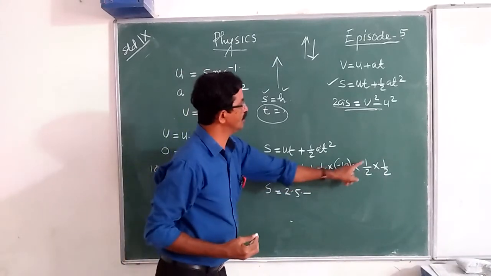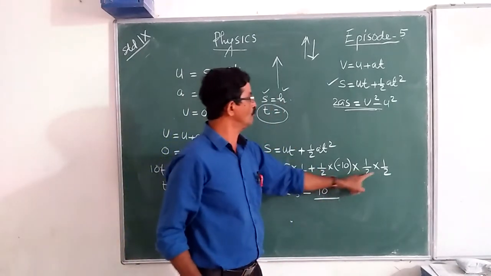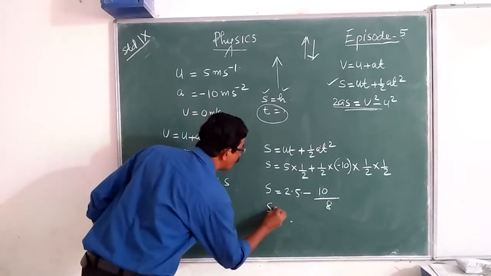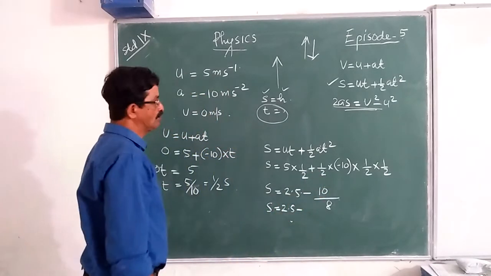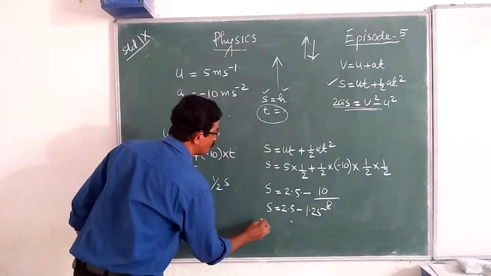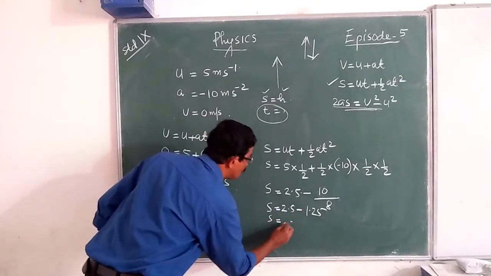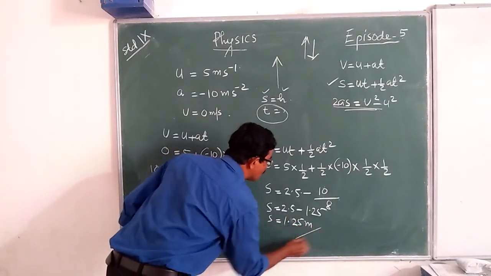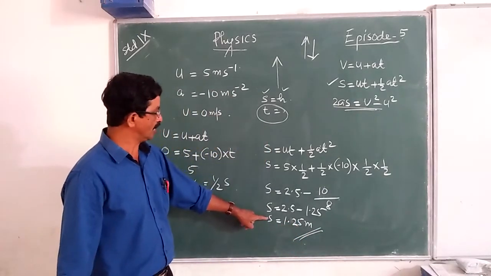Now 1 into 10 into 1 into 1, that is equal to 10 by 2 into 2, 4, 4 into 2, 8. 10 by 8. That is s equal to 2.5 minus, when we divide 10 with 8 we get 1.25. So from this relation, s is equal to how much? s equal to 2.5 minus 1.25, which means the remaining is 1.25 meter. This is the height that the stone travels upward.